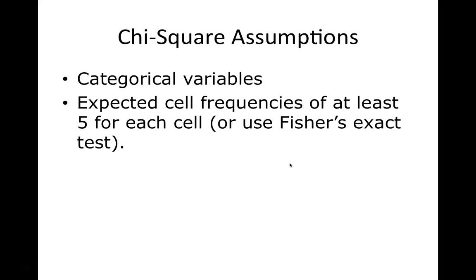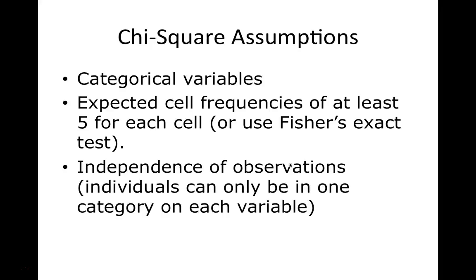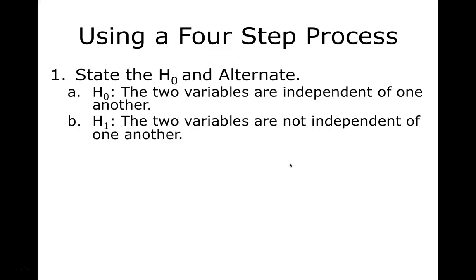As I said earlier, the expected cell frequencies have to be at least 5 for each cell, or we'll use the Fisher's exact test, and I'll show you how to look at that. And again, our observations or our categories have to be independent of one another. So individuals can only be in one category on each variable. Those categories can't overlap.